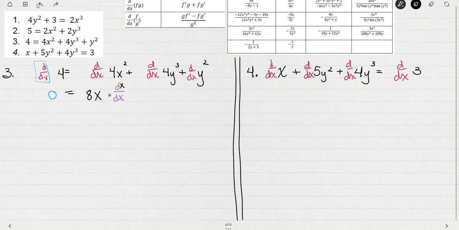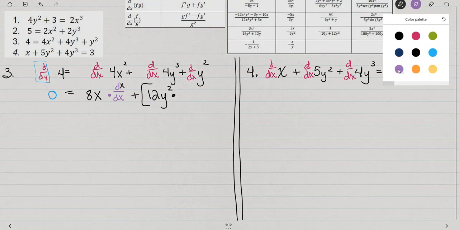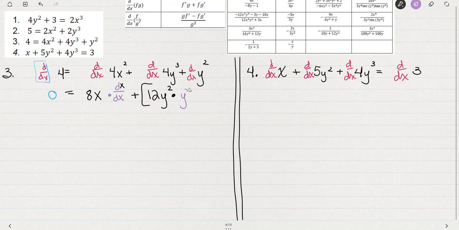But if it helps you to not forget to chain by doing that, then by all means feel free to write that each time. When I get to this derivative with respect to x of y cubed, the derivative with respect to x doesn't match up with this y, so I am going to have to chain. It's not optional at this point. So I'll do 4y cubed. That derivative is 12y squared. But then I have to go back and do times the derivative of y with respect to x. And I'm going to write that y prime.